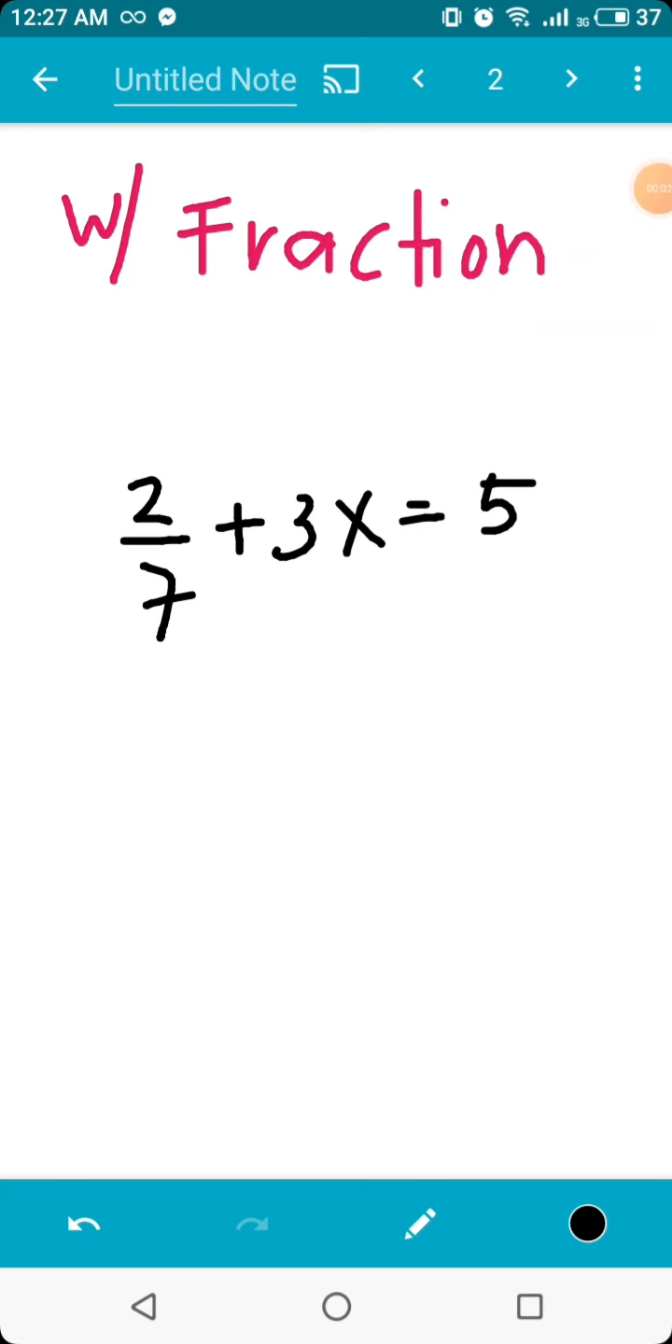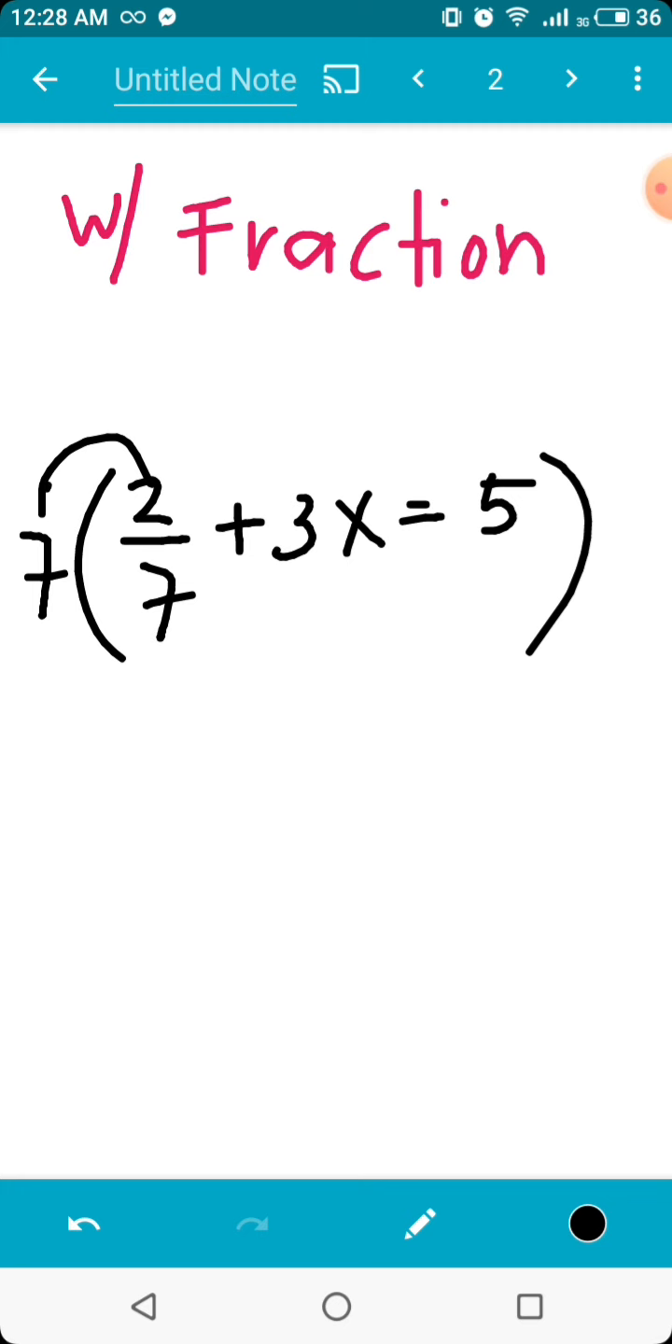Okay, so ngayon naman, magsasolve tayo ng equation na merong fraction. Okay? So, kapag ganito yung equation nyo, kailangan muna natin makancel yung nasa denominator. So, again, to cancel out the denominator, we need to use the multiplication property. So, we will multiply this equation sa 7. Okay? Lahat ng term dapat i-multiply nyo sa 7.